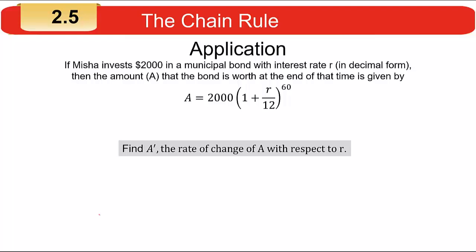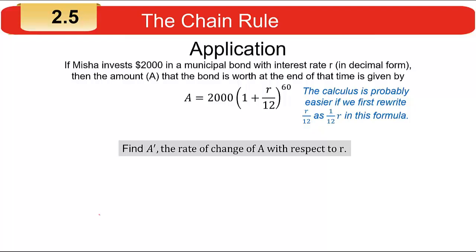Well, this is a perfect chain rule or general power rule problem. So all you have to do is change that. Well, you don't even have to do it, but I would suggest that you change this R over 12 to 1/12 R just for purposes of taking derivatives. Remember, dividing by 12 is the same as multiplying by 1/12. Dividing by a number is always the same as multiplying by its reciprocal, and you should feel confident in changing back and forth between those two things all the time, because sometimes it's better to write it as division, sometimes it's better to write it as inverting and multiplying.